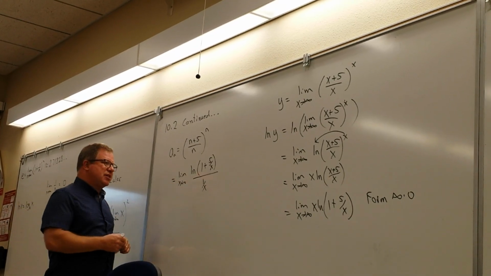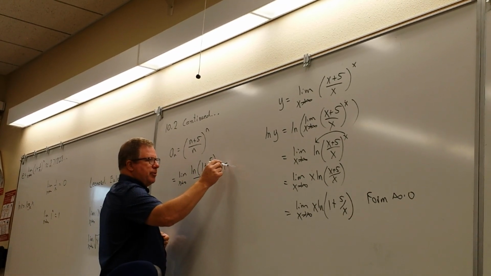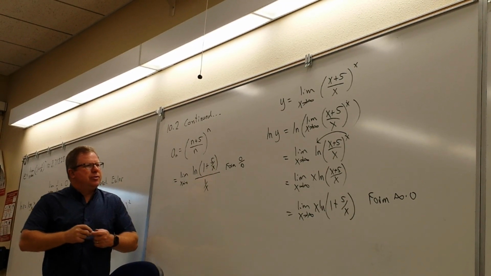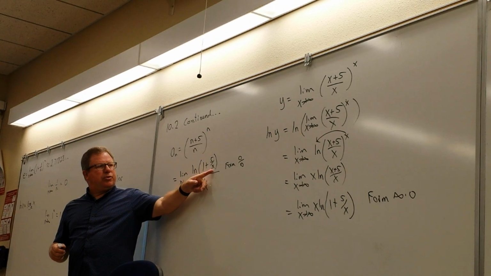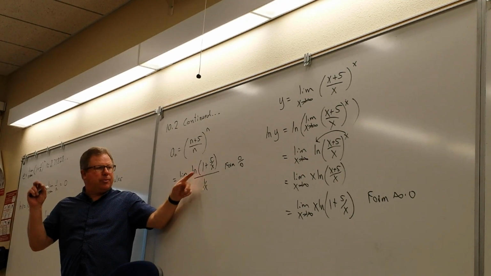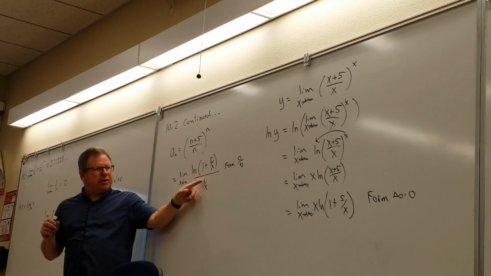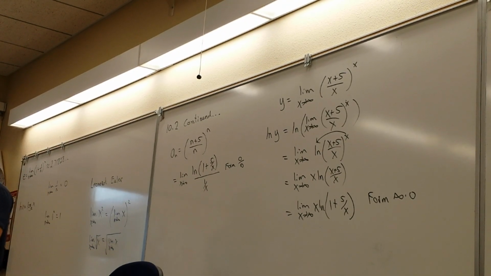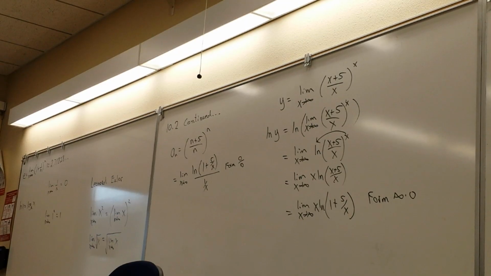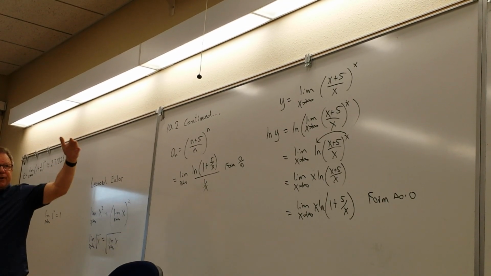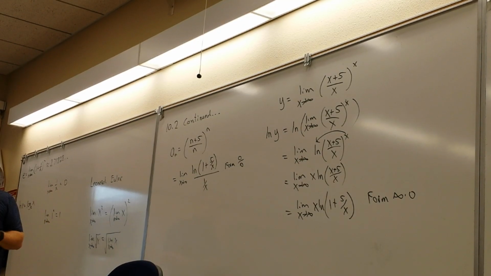Now, it has the type or form 0 over 0. Because this is going to 1, that goes to 0, so we got 1 in here. Natural log of 1 is 0, and as x goes to infinity, this goes to 0. Once we get 0 over 0, what do we do? L'Hopital's rule. If we get it into 0 over 0 or infinity over infinity, we can use L'Hopital's rule.